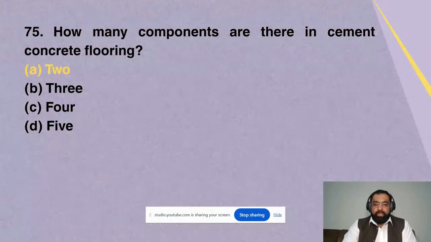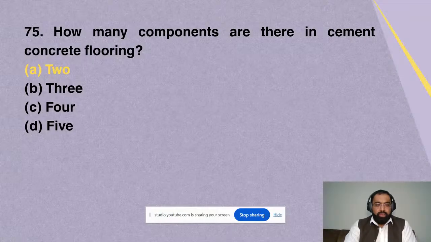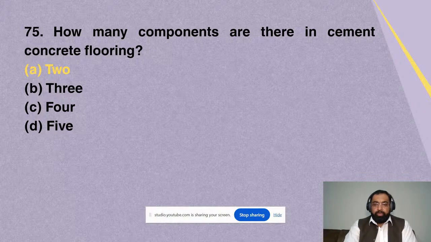Then we have question 75. How many components are there in cement concrete flooring? Option A is 2, B is 3, C 4, D 5. So option A is correct, which is 2. So there are two components of a cement concrete floor.